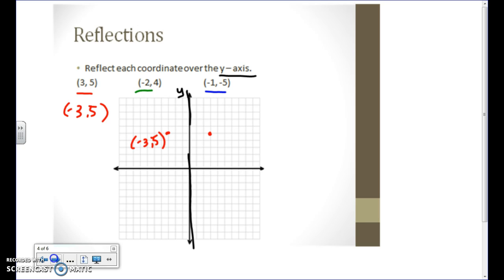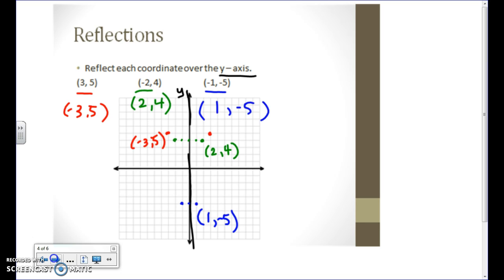And then, if we look at the green one, we go back 2 and up 4. 1, 2, 3, 4. There's my initial point. We need to reflect over the y-axis, so I'm going to go 1, 2, and 1, 2. This is the reflected point here at the coordinates 2, 4. And finally, the blue, negative 1, negative 5. Back 1, down 5. That's my initial point, and it is only 1 away from the y-axis, so I need to go 1 more farther, and that is the point 1, negative 5.